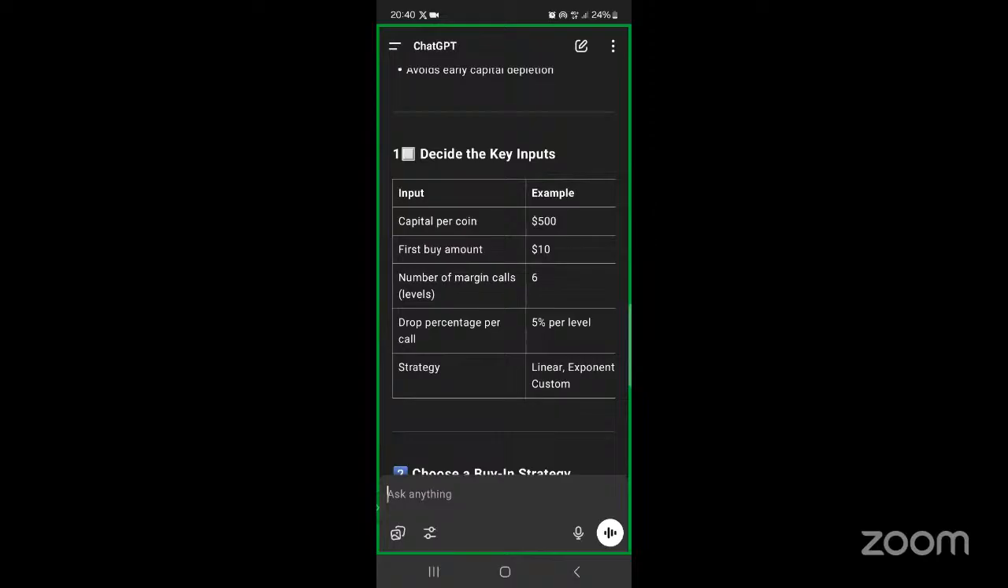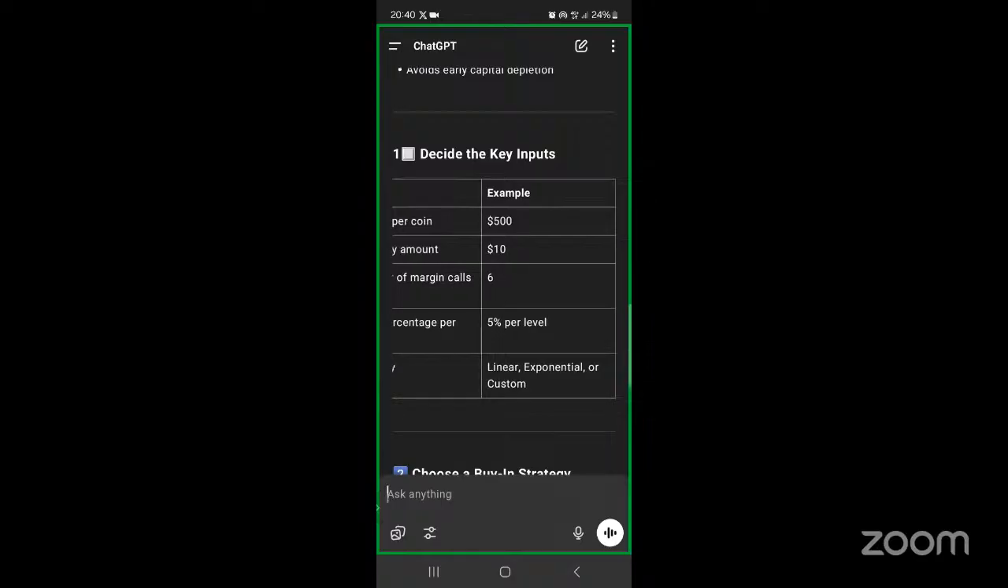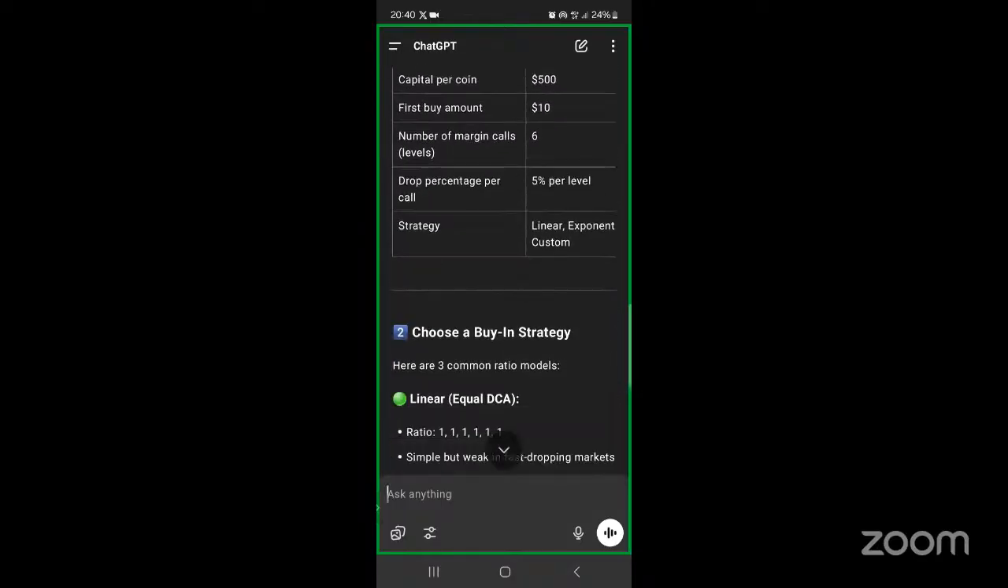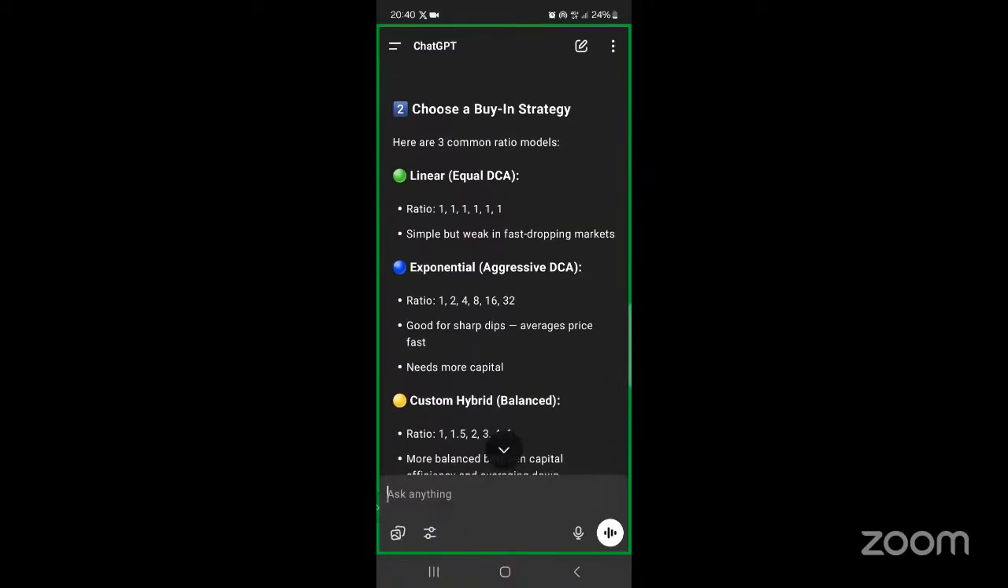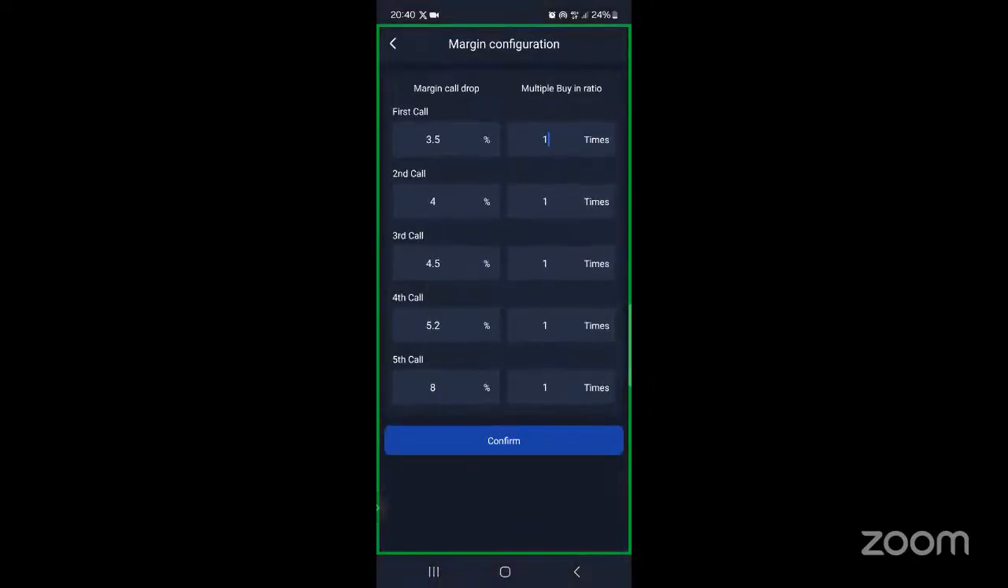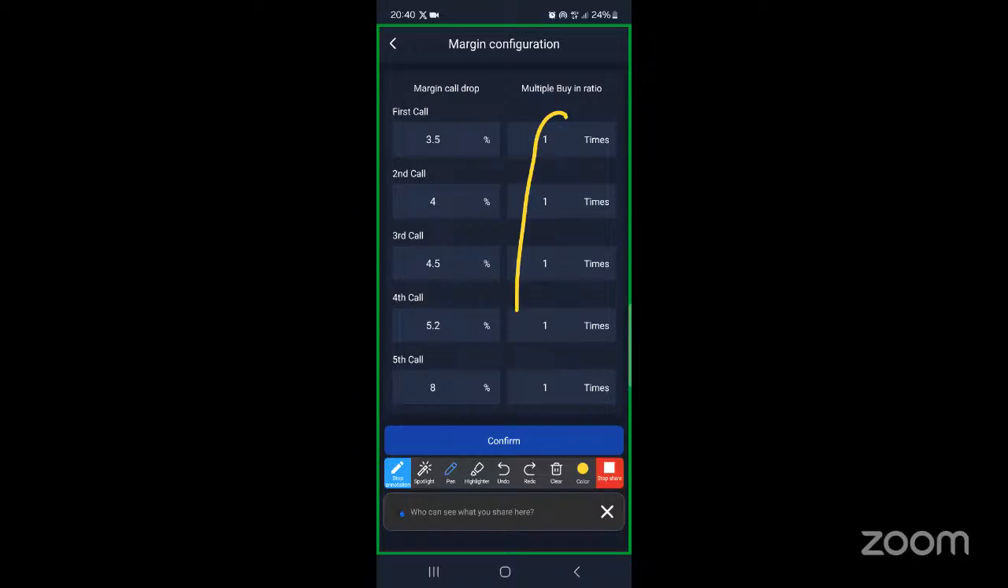Then it says, capital per coin, $500. First buying amount, let's say $10. Number of margin calls, 60. Drop percentage, 5% per level or per call. And then strategy, it is linear, exponential, or custom. Let us now look at choosing a buy-in strategy. So this is the one we are trying to get. I'm trying to show you a formula on how to get this.